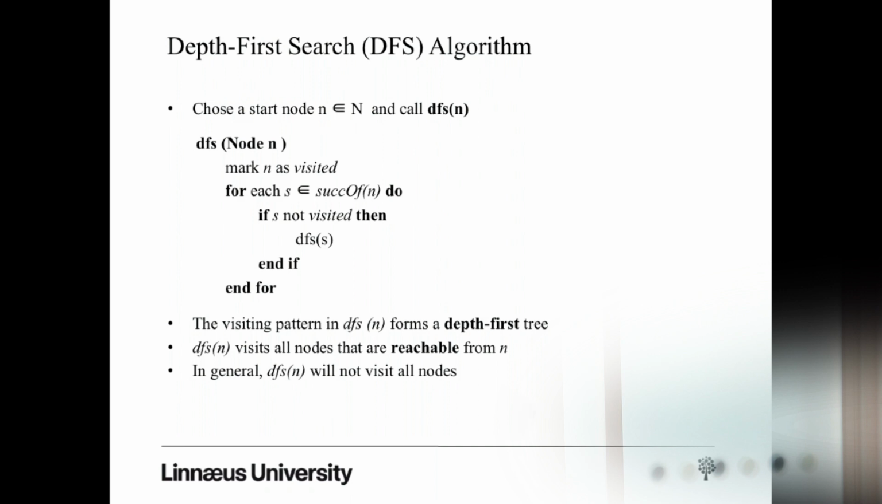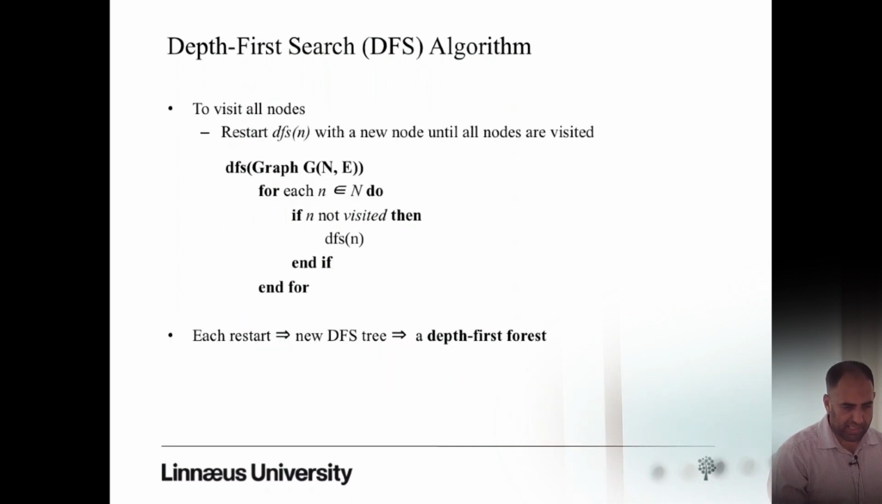As I said, there is no root node, so you can choose a starting node n from your graph, and then you need to mark that node as already visited. Once you have marked it, then for each of the successors, the nodes that are following that node, next to that node. It will be a bit easier if we see the example.